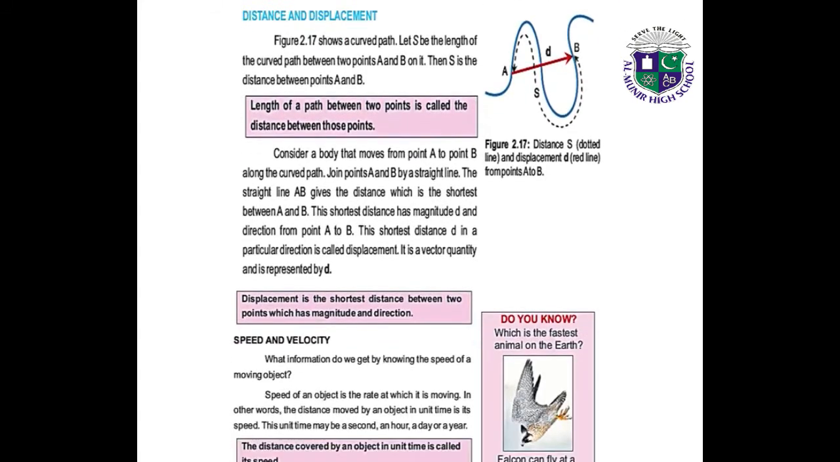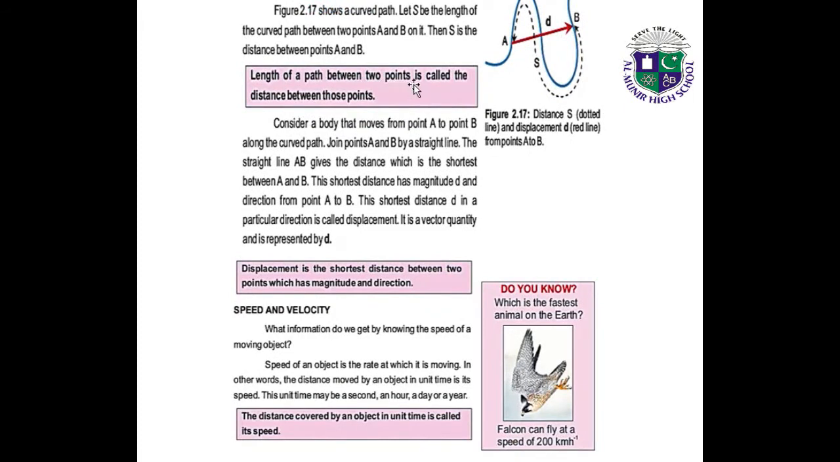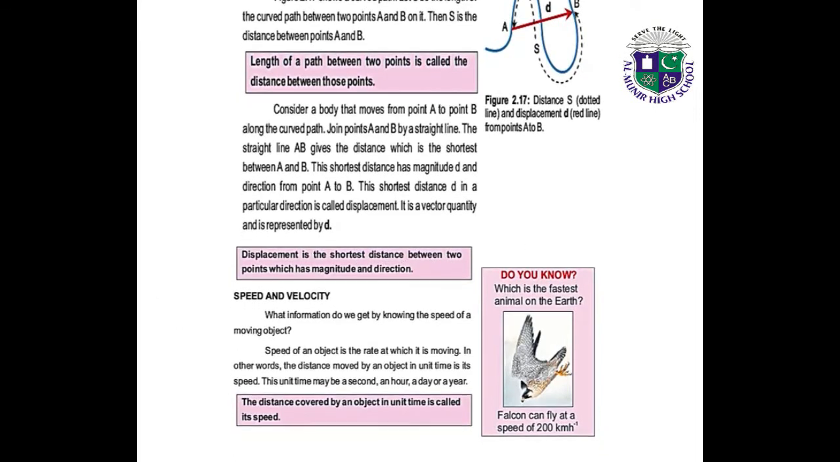Distance and displacement. What is distance? The length of a path between 2 points is called the distance between 2 points, for example, A and B. So from A to B, this is the distance, and this red line shows the shortest distance, which is called displacement. Displacement is the shortest distance between 2 points which has magnitude and direction.